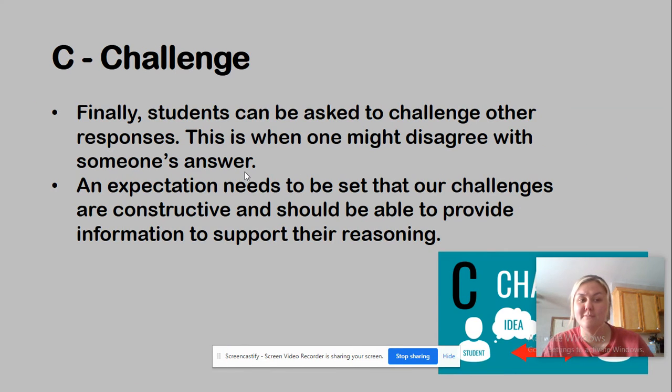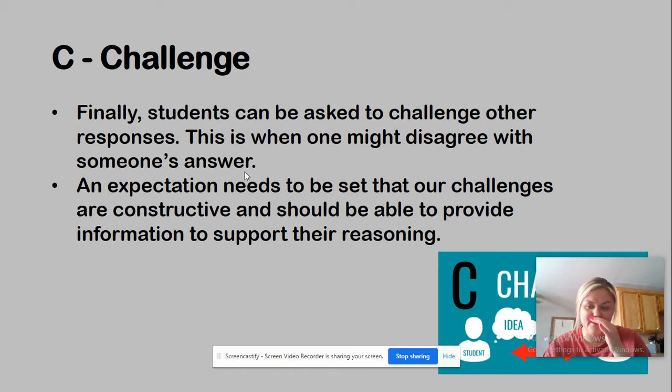And then finally, C, challenge. And this is going to be the trickiest one because this is whenever you're going to have students disagreeing. They'll be asked to challenge each other's responses. So they'll take one idea that they heard and they will raise their own idea. And they'll say, well, this is what you said. I disagree with it because this is what I found.